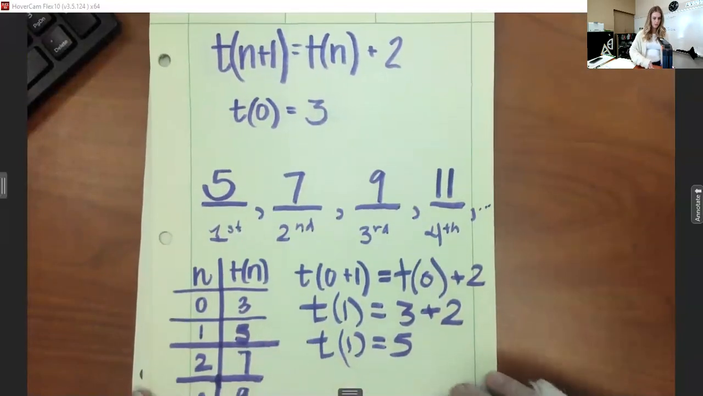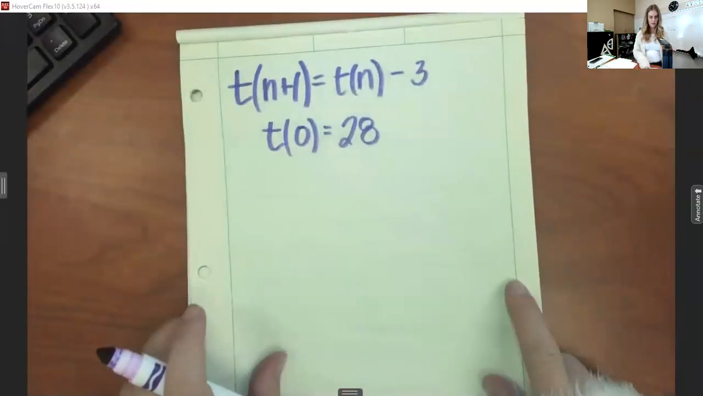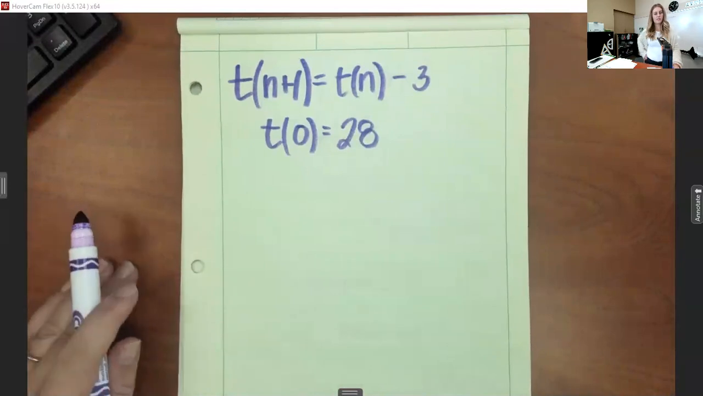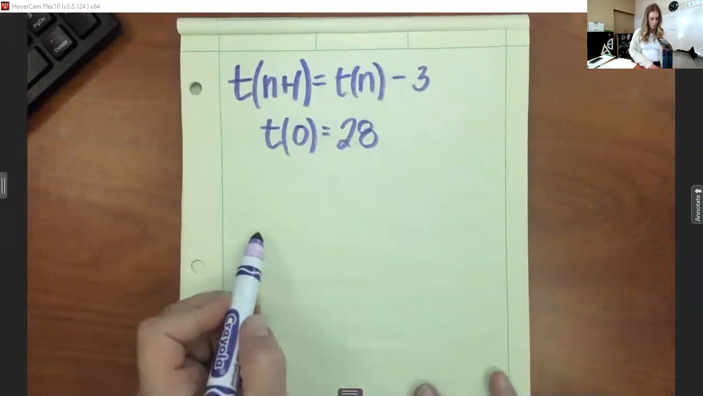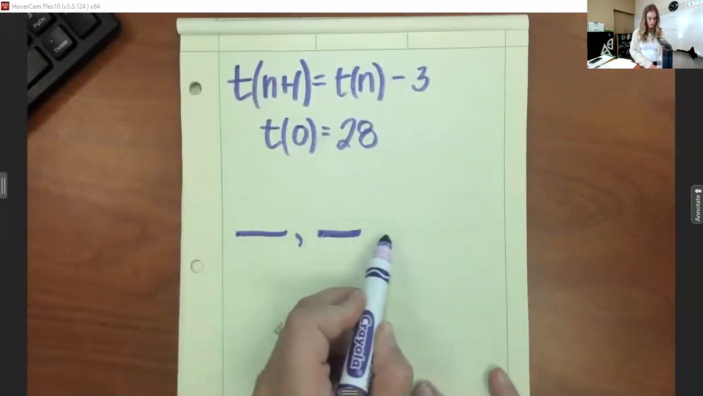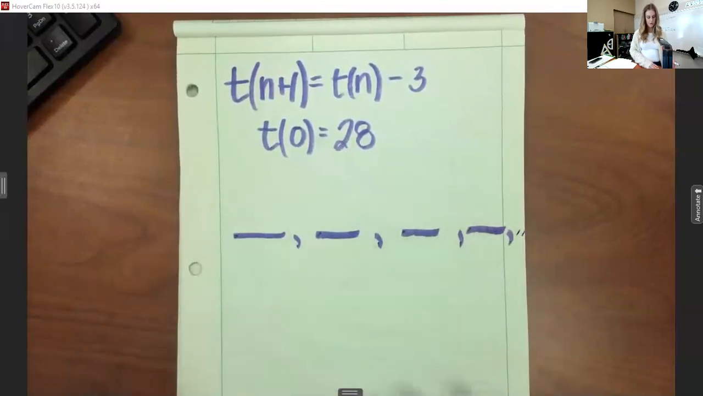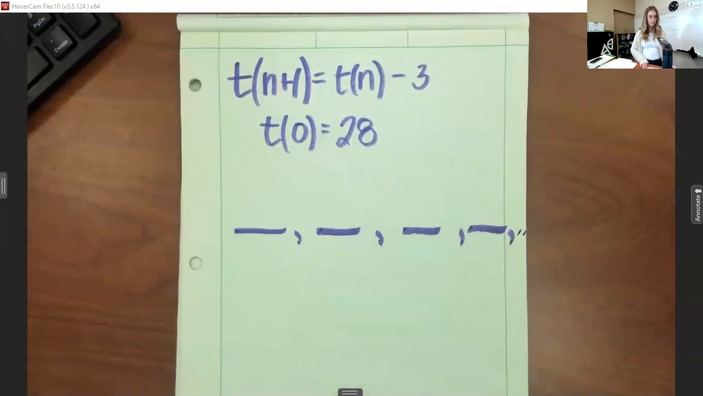I want you guys to try one on your own. Try this one. T of n plus 1 equals t of n minus 3. And we know that t of 0 is equal to 28. So I want to know the first 4 terms in the sequence. So pause this video and try on your own.